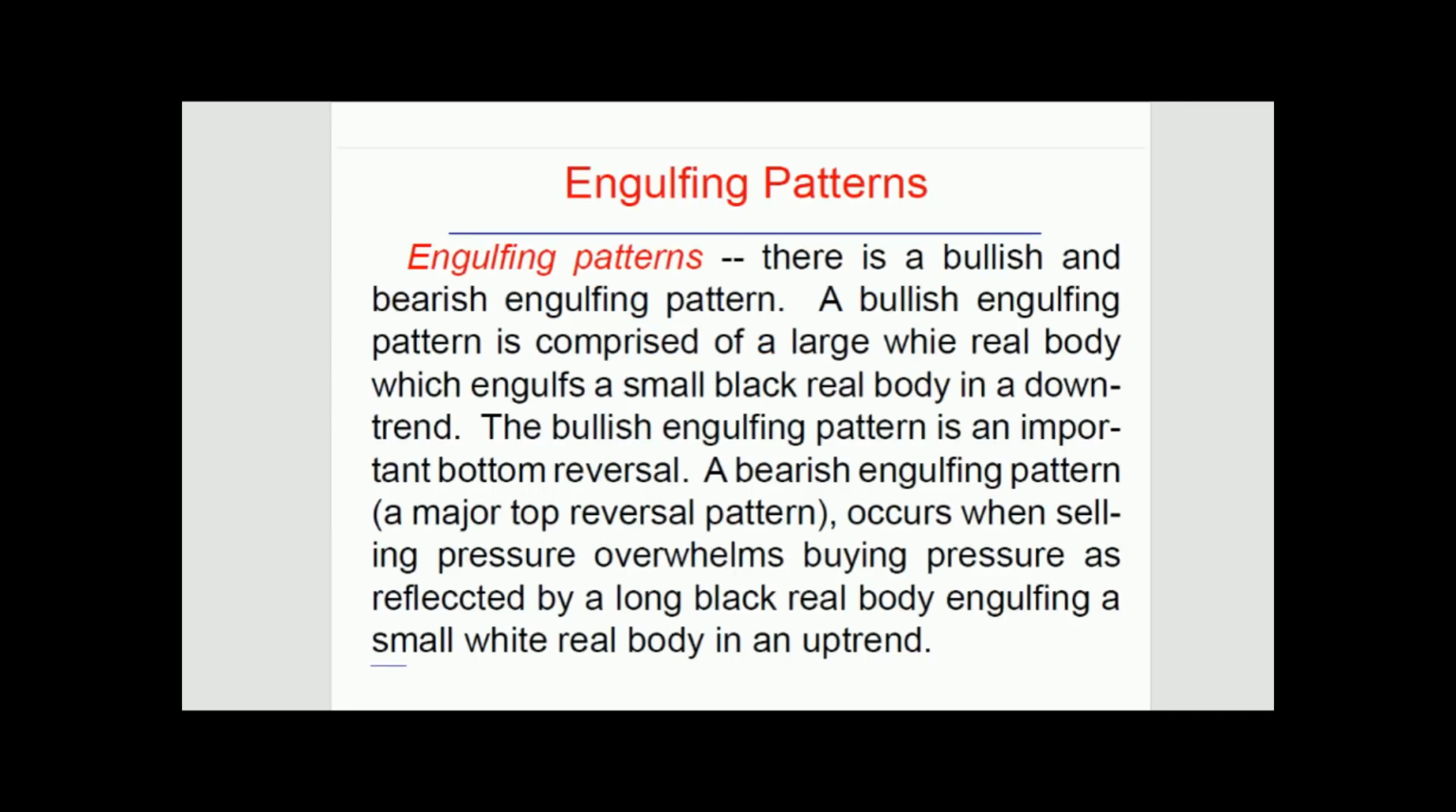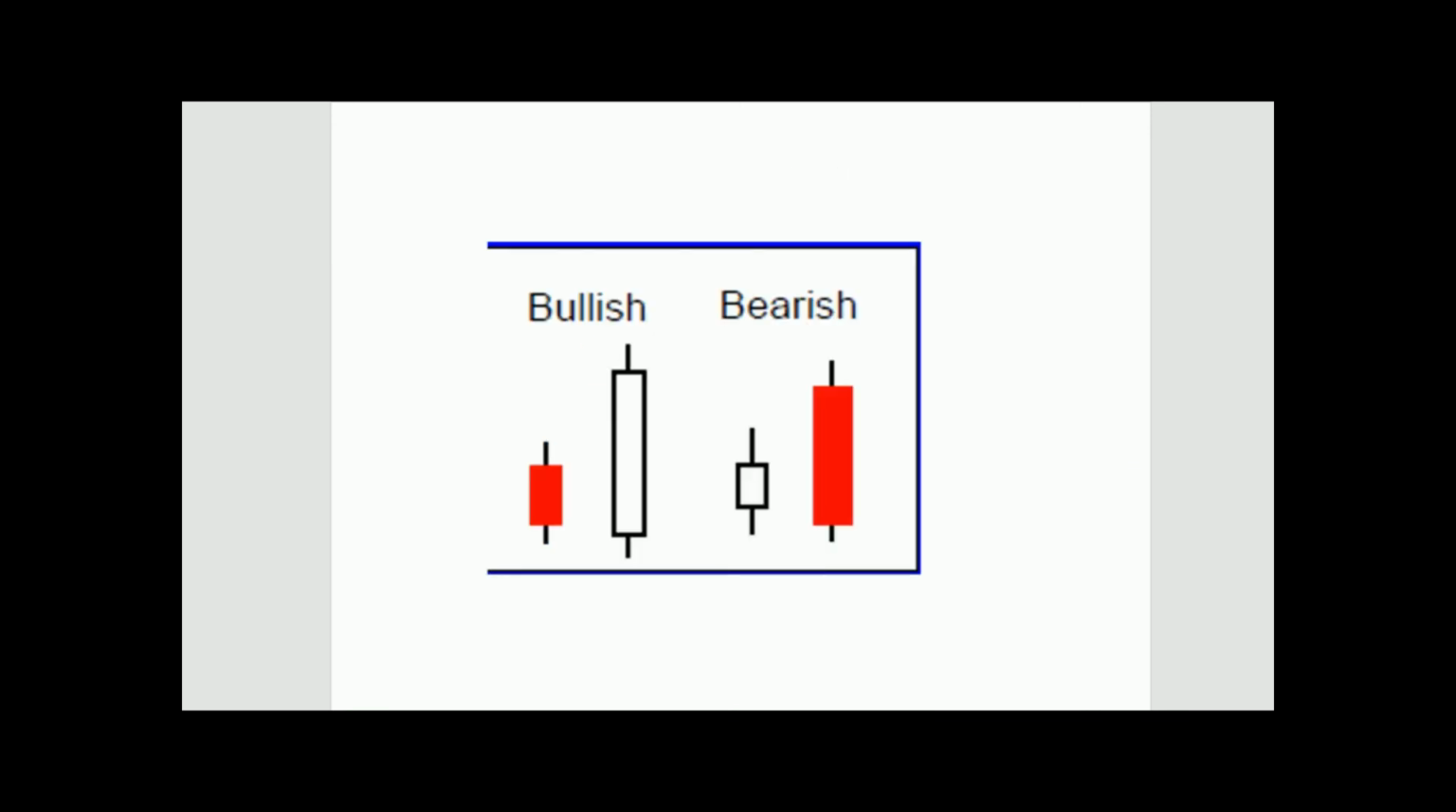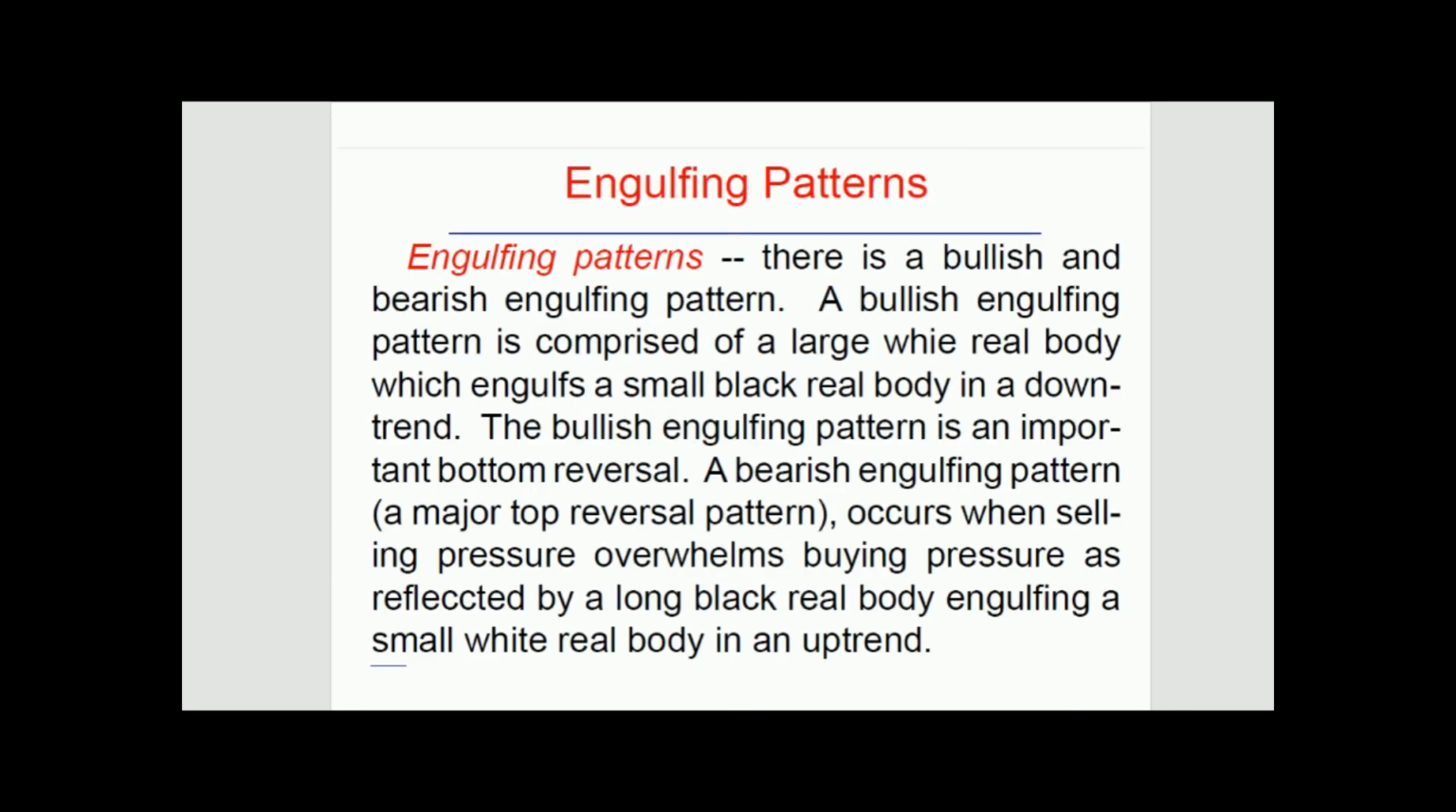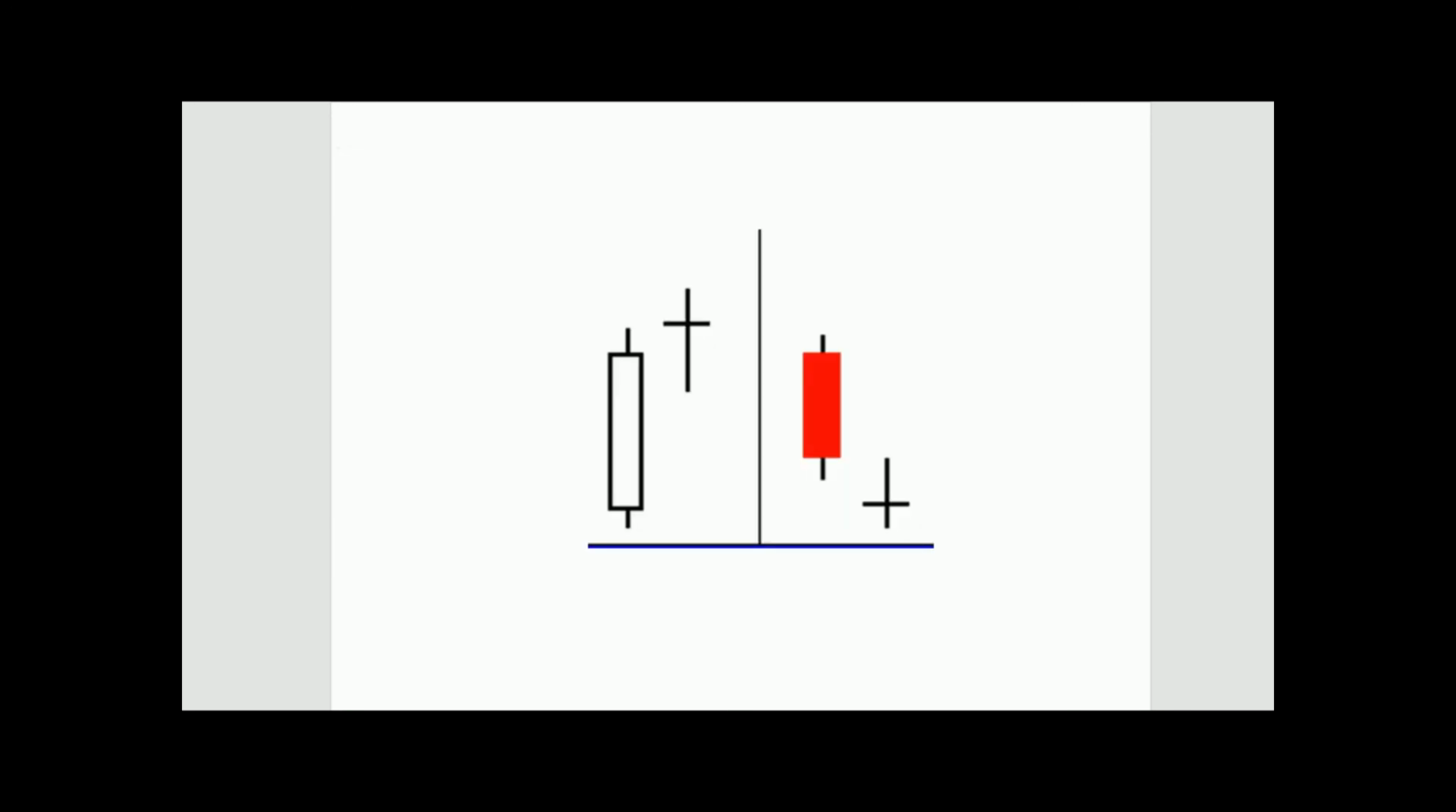So engulfing patterns, there's a bullish and bearish engulfing pattern. Usually, the bullish engulfing pattern is comprised of a large white candle which engulfs a small black candle in a downtrend. So that one on the left is the engulfing pattern, right? On the right side, it's the bearish engulfing pattern. So usually, it's just that the next candle engulfs the previous candle, right?